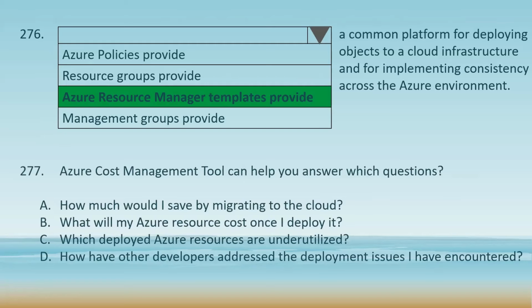Next question. Azure Cost Management tool can help you answer which questions? And your options are: how much would I save by migrating to the cloud? What will my Azure resource cost once I deploy it? Which deployed Azure resources are underutilized? How have other developers addressed the deployment issues I have encountered? And friends, the correct answer here is option C, which deployed Azure resources are underutilized. Azure Cost Management tool can be integrated with Azure Advisor to identify underutilized resources and save costs by either shutting down unused resources or right-sizing underutilized resources.